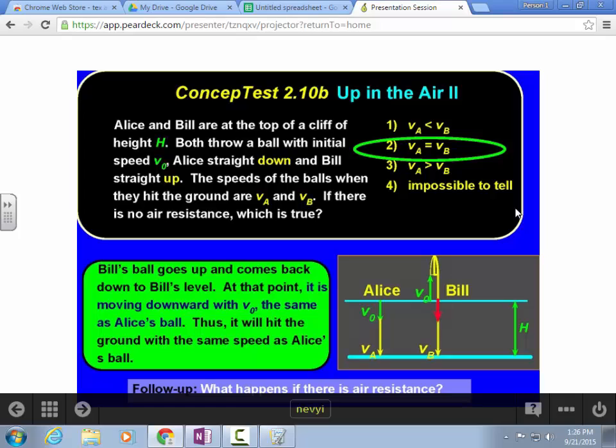Here's a really good question. What happens if there's air resistance? I want you to talk it over with your partner. Which one's going to be greater if there is air resistance?